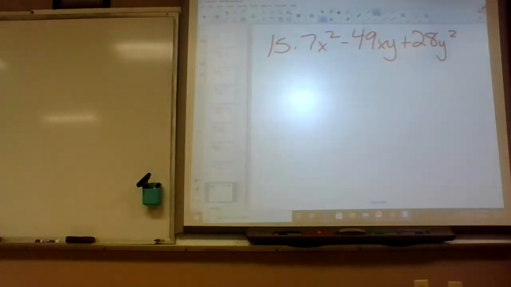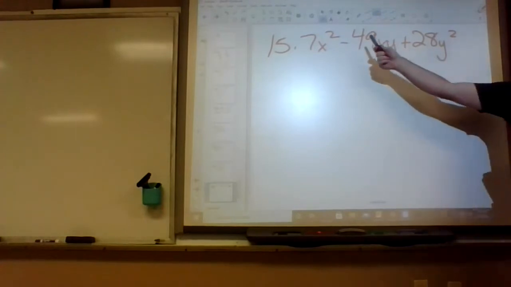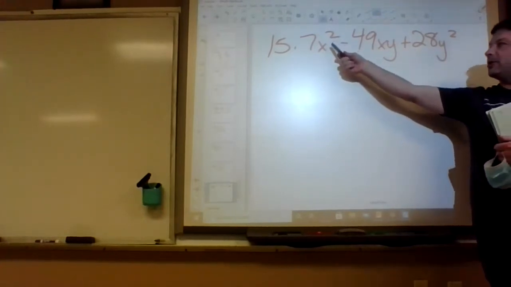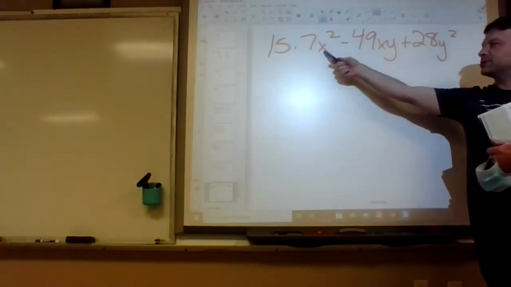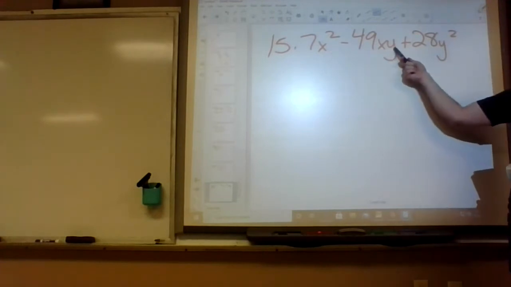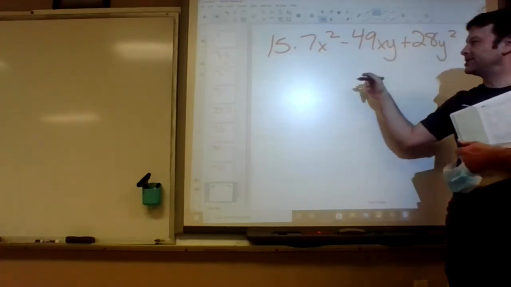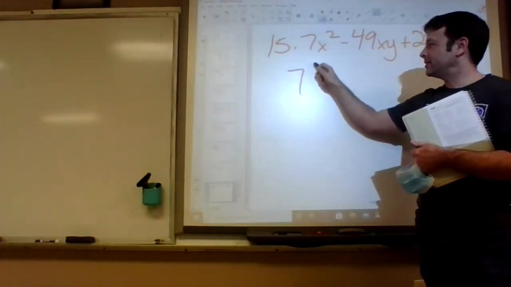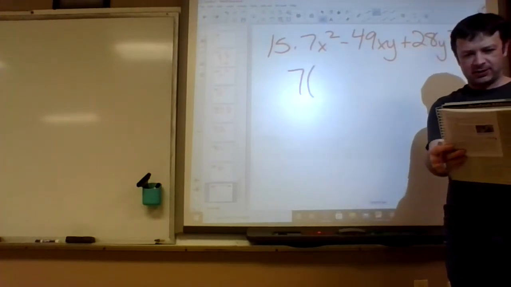How about the letters? Do any letters go into all of them? Y? No, not all of them. It's got to be all of them. Y works in these two, but not this one. X works in these two, but not this one. So just 7 is all we can do. I think on this first section you can only take out one thing.